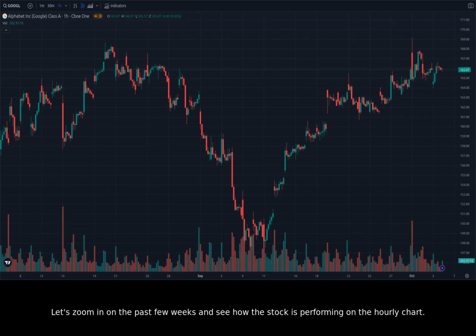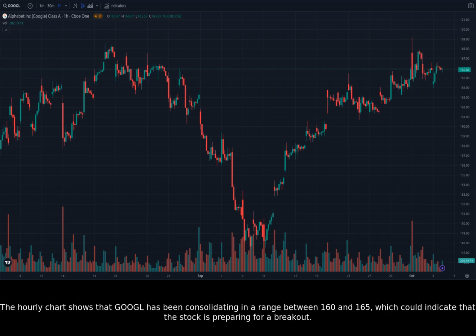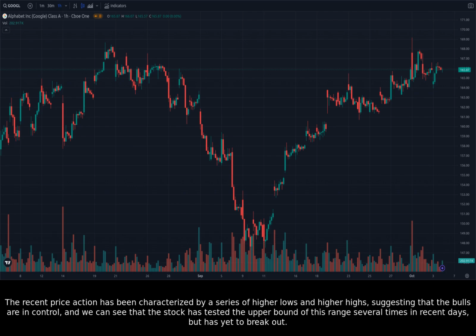Let's zoom in on the past few weeks and see how the stock is performing on the hourly chart. The hourly chart shows that Google has been consolidating in a range between 160 and 165, which could indicate that the stock is preparing for a breakout. The recent price action has been characterized by a series of higher lows and higher highs, suggesting that the bulls are in control, and we can see that the stock has tested the upper bound of this range several times in recent days, but has yet to break out.